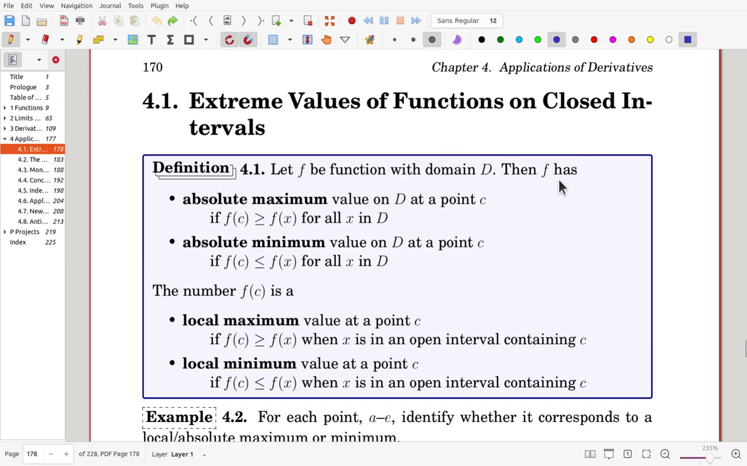Okay, f is defined on a domain D. Then we say f has absolute maximum at a point c if f of c is larger than or equal to every other function value f of x, then we say it is absolute maximum. Sometimes this absolute maximum is called global maximum. In the same way, at point c, if the value f of c is smaller than or equal to f of x, which means smaller than all other values, then we say that is absolute minimum or global minimum.